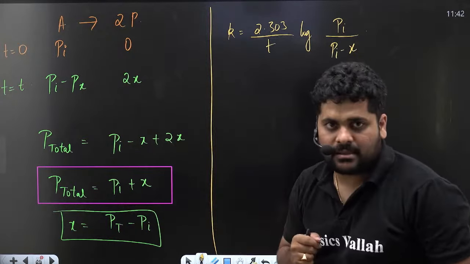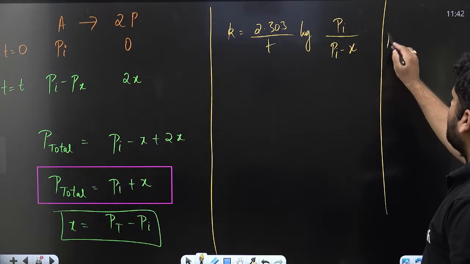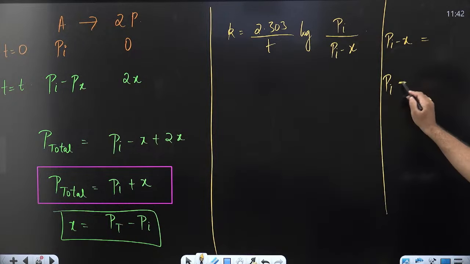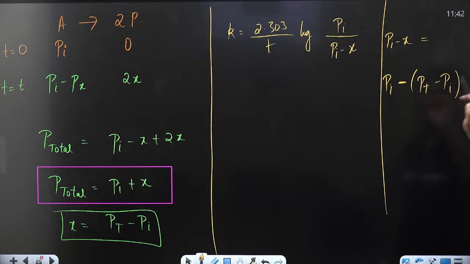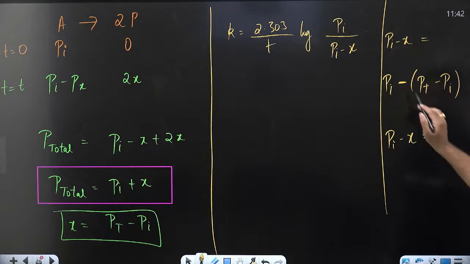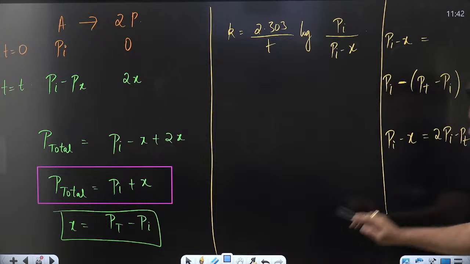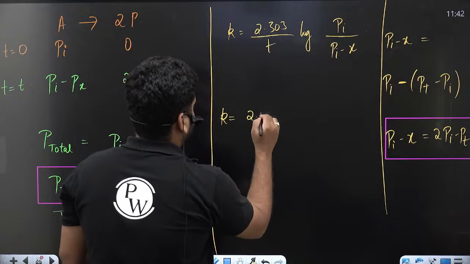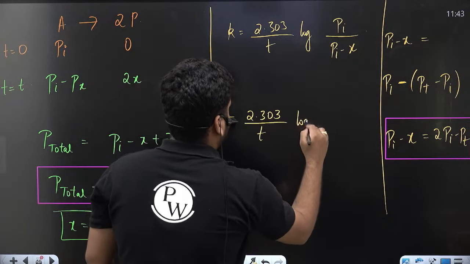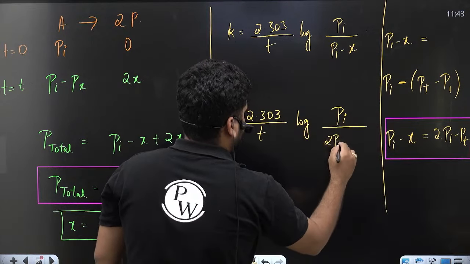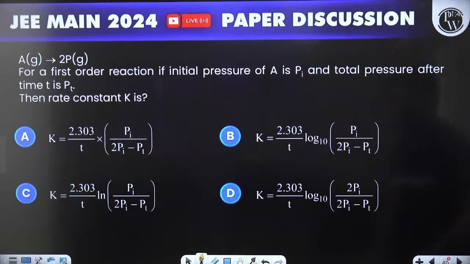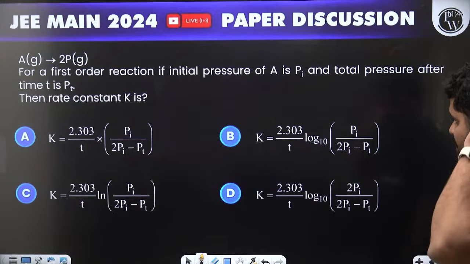Now we have the value of x with us, so we can write the value of Pi minus x like this. Pi minus x is equal to Pi minus, put the value of x, which is Pt minus Pi. Pi minus Pt minus Pi. So Pi minus x can be represented as Pi plus Pi, this would be 2Pi minus Pt, right? So in place of Pi minus x, we can write 2Pi minus Pt. So K is equal to 2.303 divided by t log Pi divided by 2Pi minus Pt. Wherever we get this, that is going to be our answer, okay?